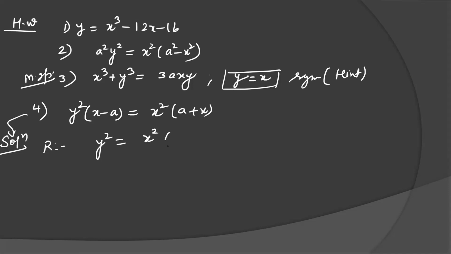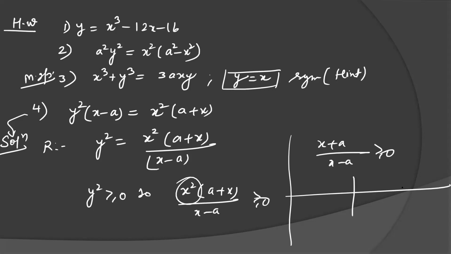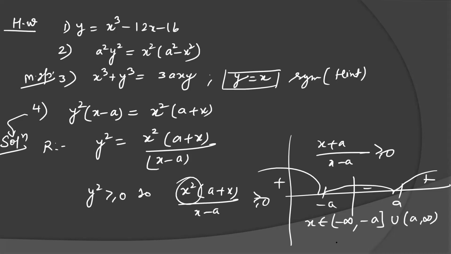So y square equal to x square (a plus x) over (x minus a). y square is greater than or equal to 0. So x square (a plus x) over (x minus a) is greater than or equal to 0. x square is meaningless here, so (x plus a) over (x minus a) is greater than or equal to 0. Critical points are minus a and a, with signs plus, minus, plus. So you take the positive case here. So it will be minus infinity to minus a, closed at minus a, but open at a to infinity. Or you can say that it belongs to the real numbers except minus a to a. You can write it like this also. So the domain is here only.